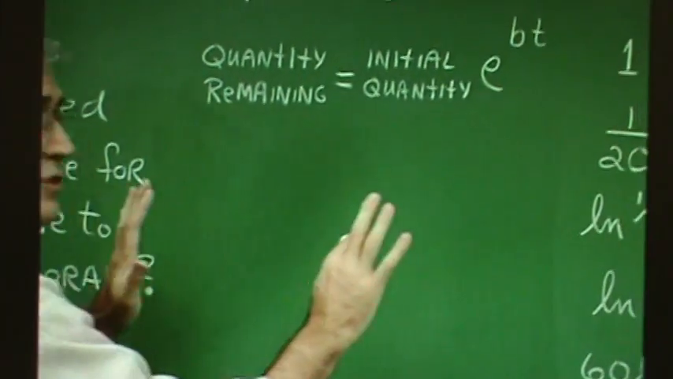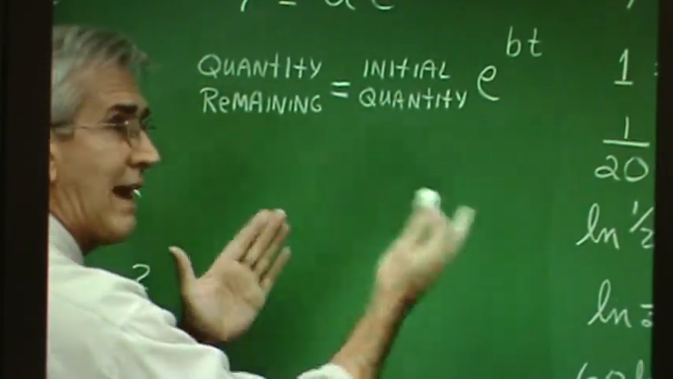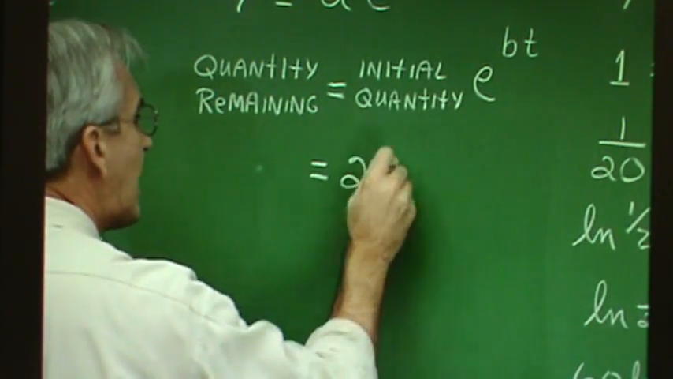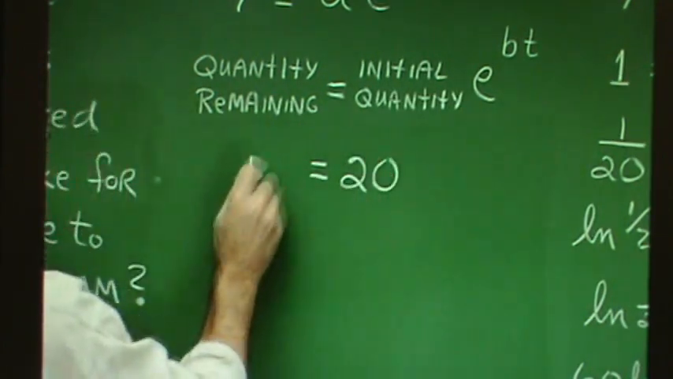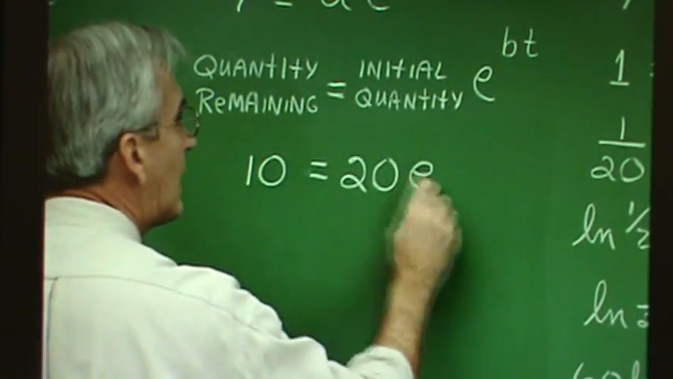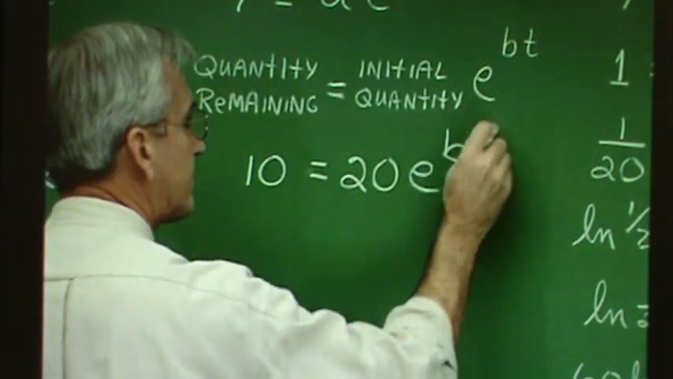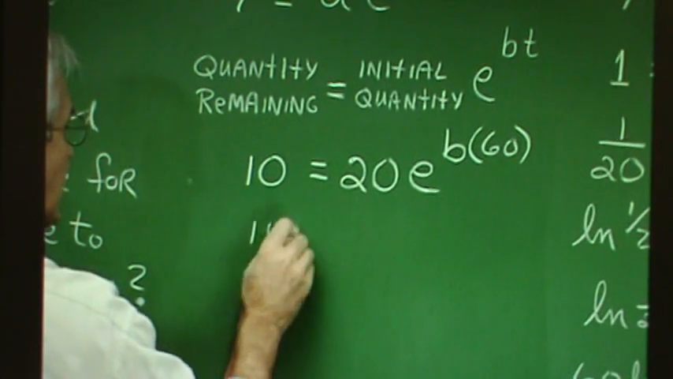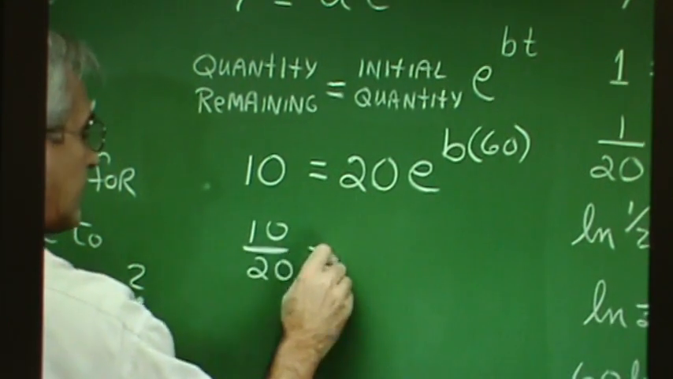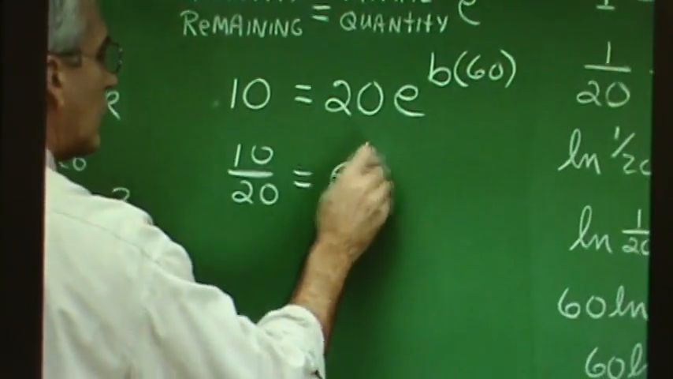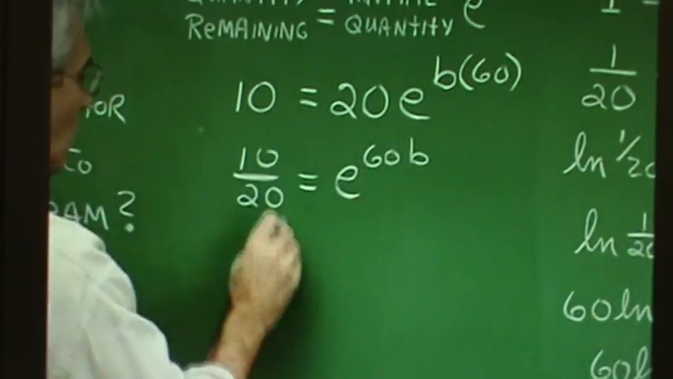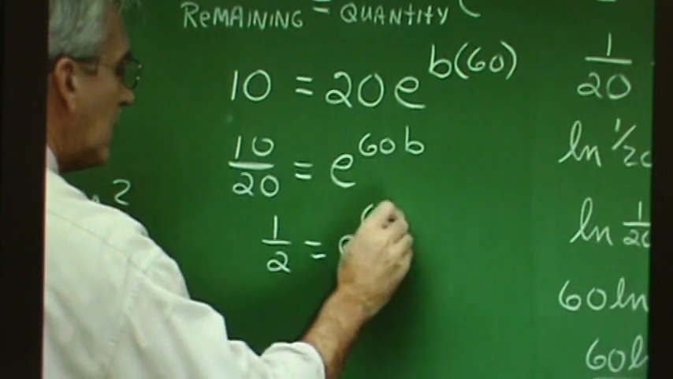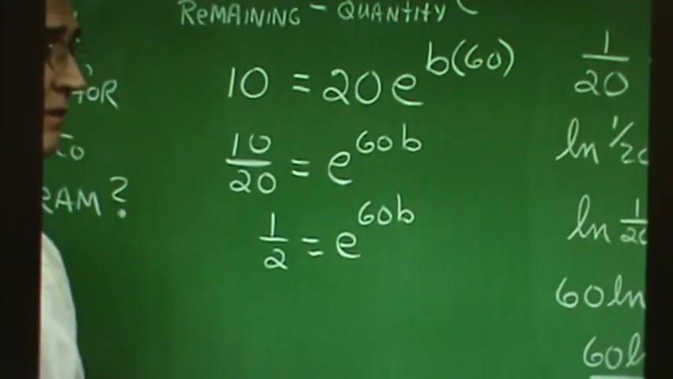We have a half-life situation involving 60 days for a half-life of the material. Now, in this problem, we are starting with 20 grams of the stuff, and after 60 days we have 10. So we could fill in like this if we want to. You see, and now, dividing on both sides by 20, we get this, and then 1/2 equals e to the 60b, and now we would go about solving for b.